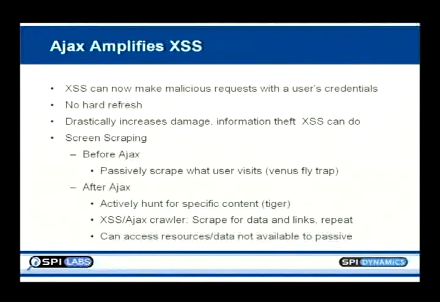Consider screen scraping, where I'm trying to steal the data you're currently looking at. You're browsing along, I've cross-site scripted you, and while you're on the page that's got the cross-site scripting, I can read the contents of that page. Or I can pop open an iframe, keep you on that page, and still be reading the other sites that you're visiting, or the other pages inside that site you're visiting. But this is really passive. It's like a Venus flytrap. I happen to get there, and anything that comes along, I can just passively sniff up.